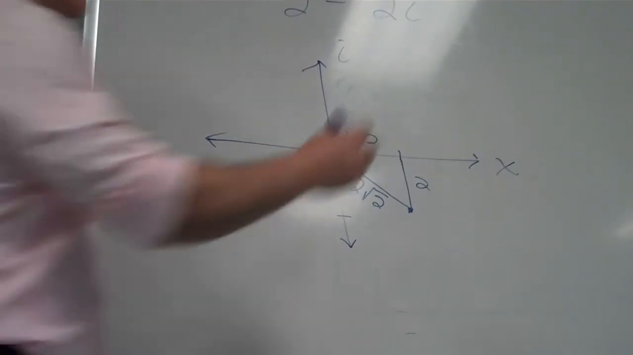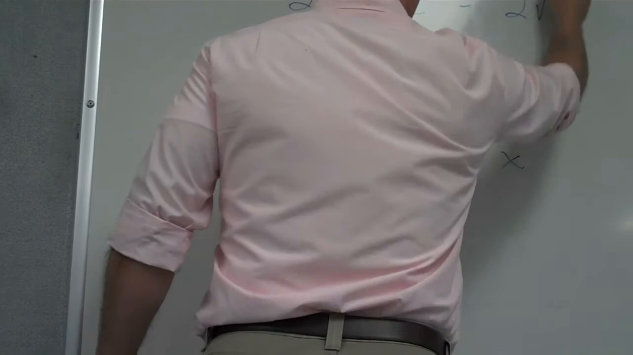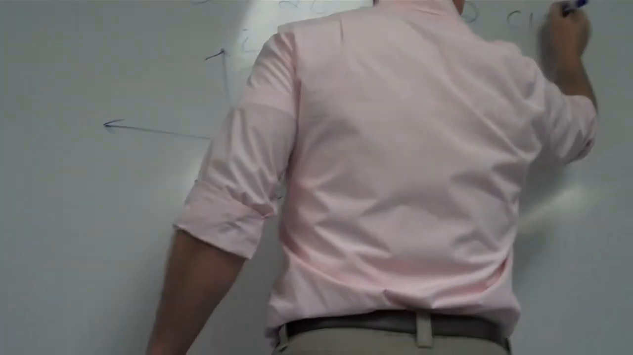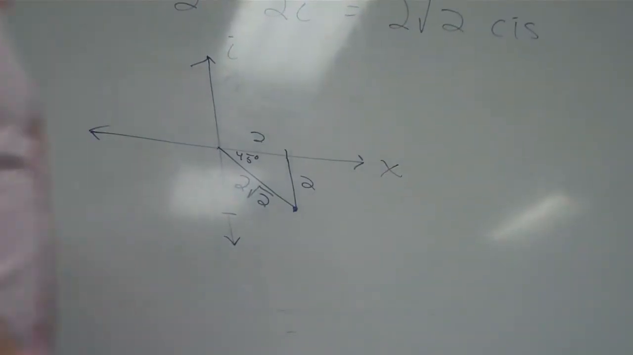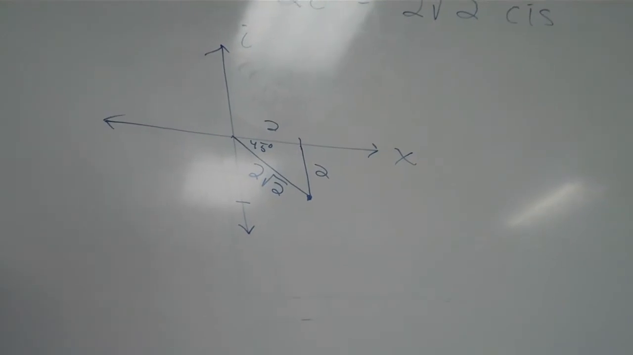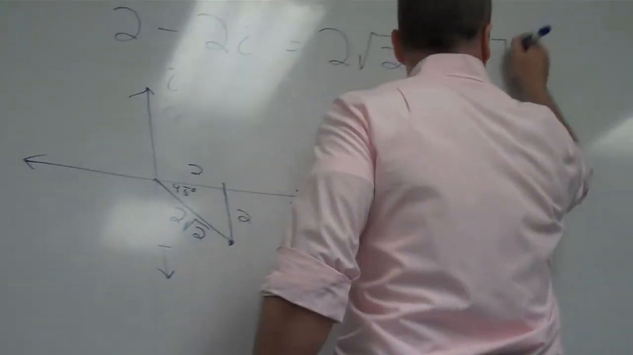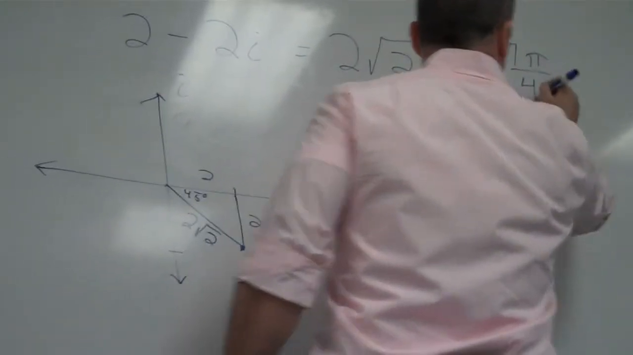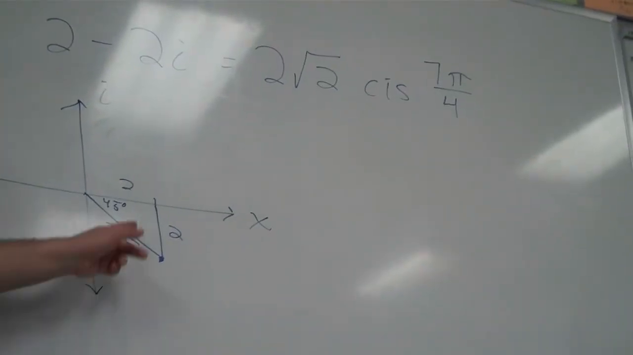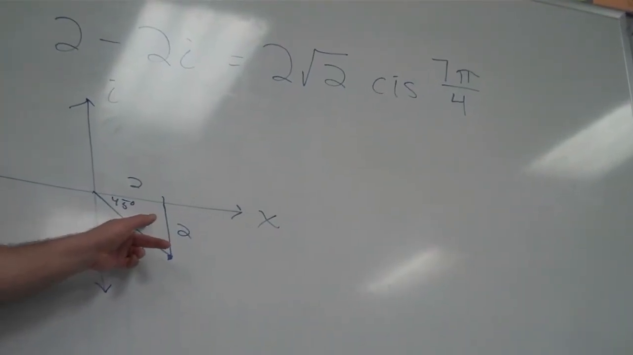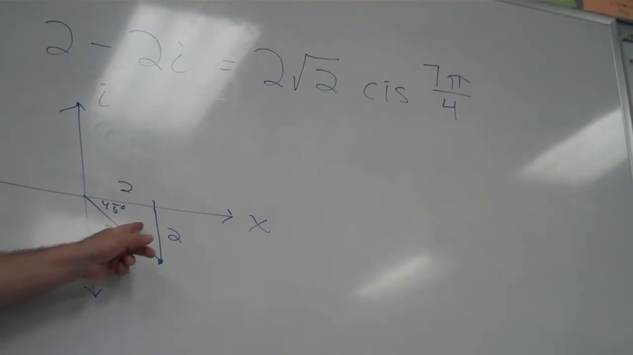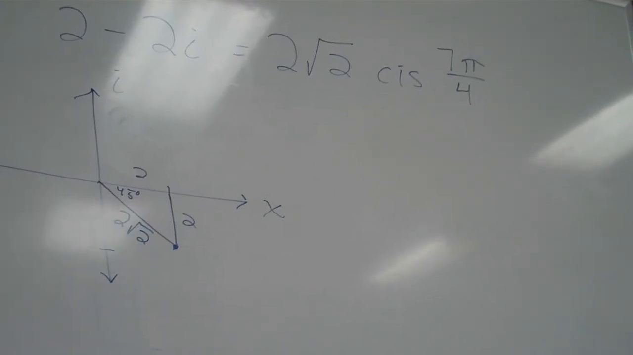And so you would rewrite this as 2 square root of 2 cis. My favorite way to write that angle would be 7 pi over 4. What are some other possibilities for writing an angle? 315. Negative 45 would also be possible.